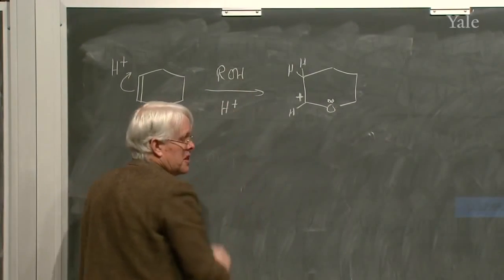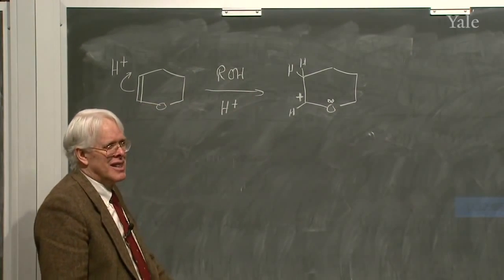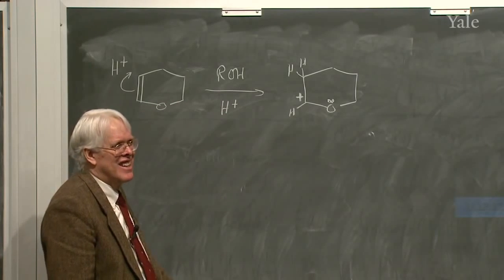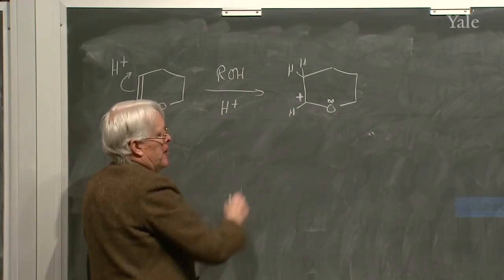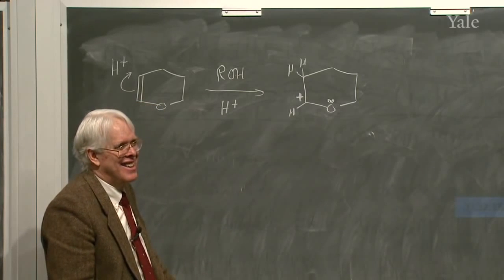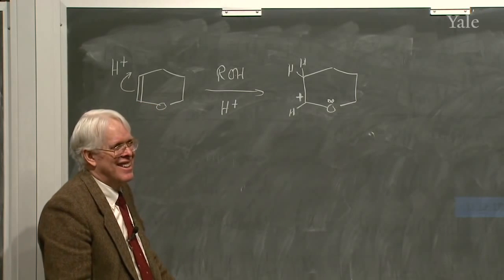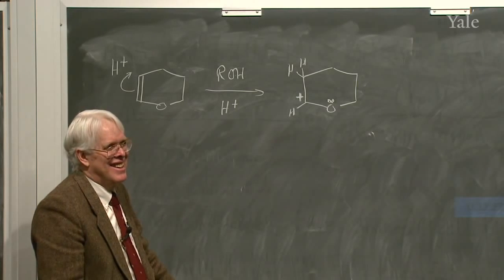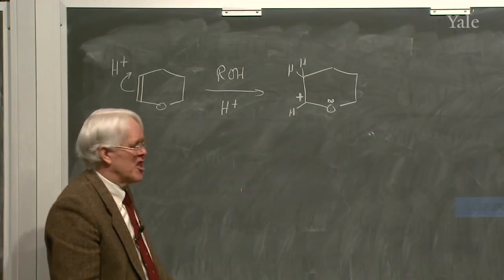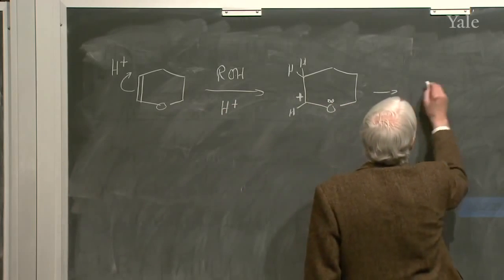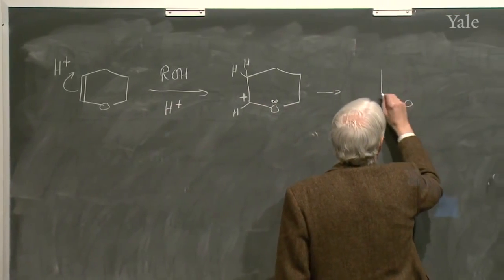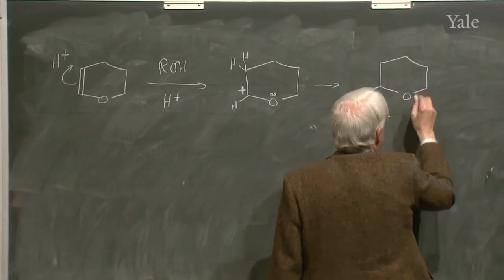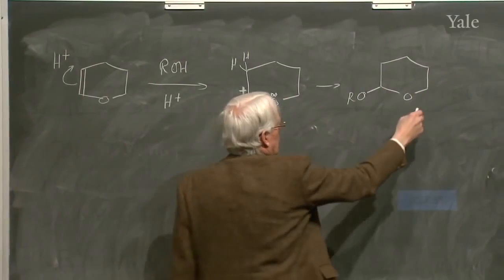Now we got ROH. What's it going to do? John? What's the ROH going to do now when you have that cation? The lone pair on the oxygen will attack it. And then what? And then the H will lose. Yeah, you lose a proton. So we got this. And what functional group is this that we now have? Does anybody recognize this functional group?